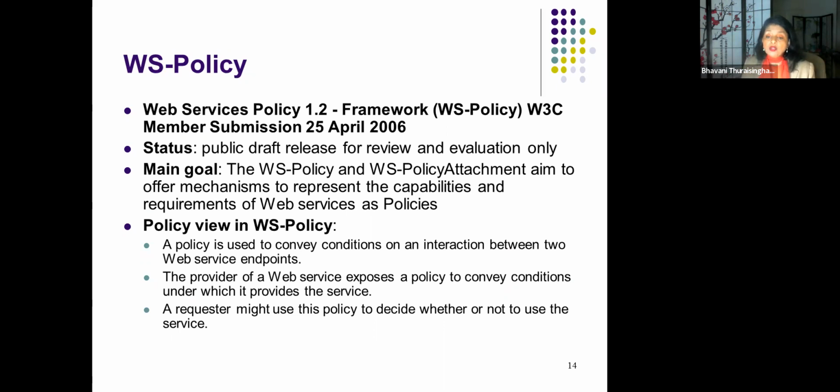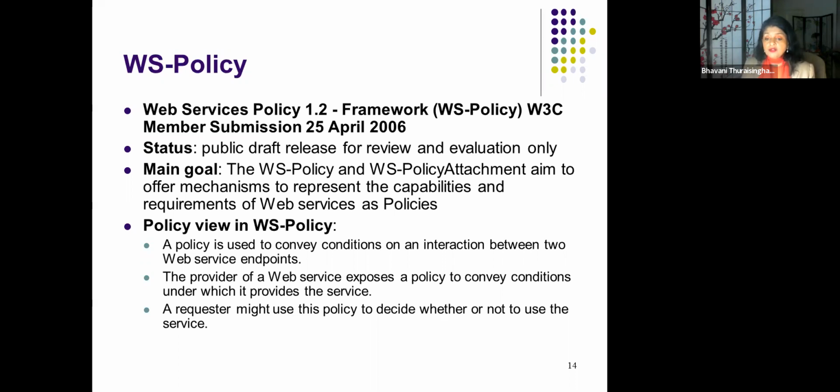So main goal, WS policy and WS policy attachment aim to offer mechanisms to represent various types of policies. Policies could be security policies. Policies could also be policies like an organization's email must be encrypted. No one can work more than 40 hours, things like that also could be policies, right?